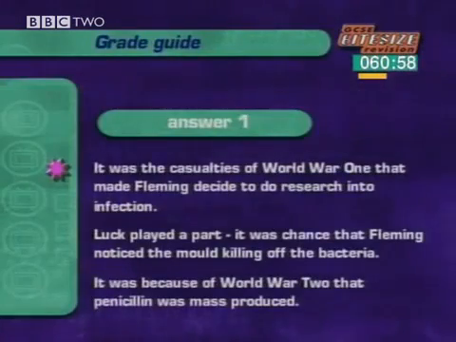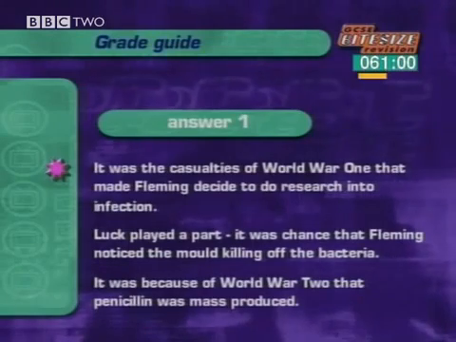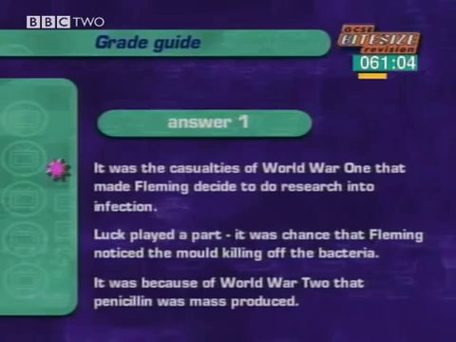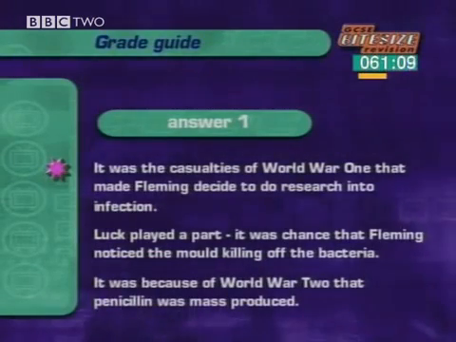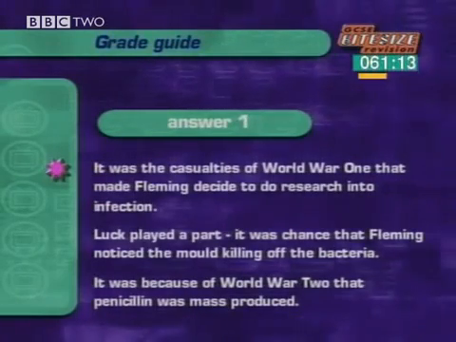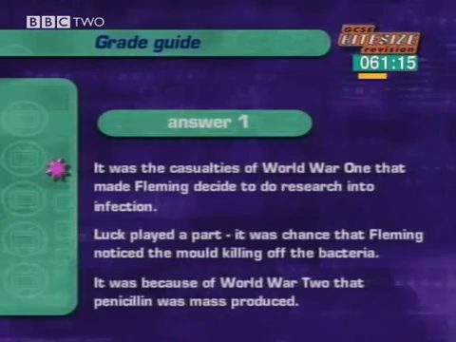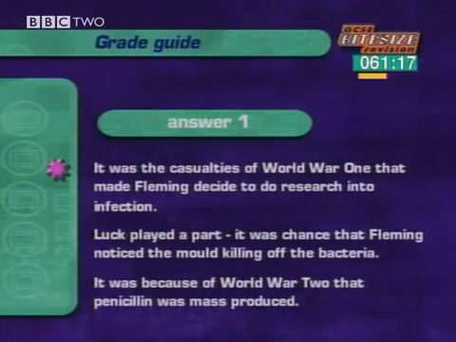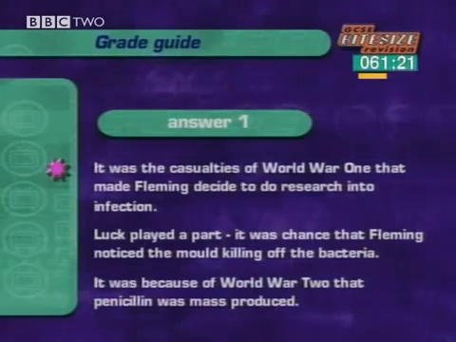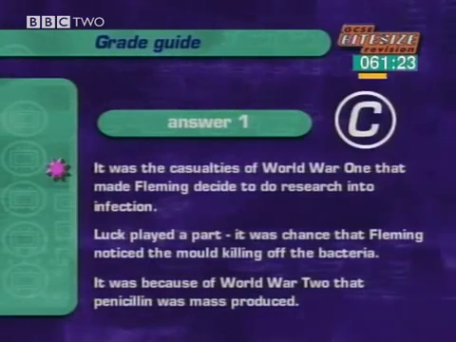It was the casualties of World War I that made Fleming decide to do research into infection. Luck played a part. It was chance that Fleming noticed the mold killing off the bacteria. It was because of World War II that penicillin was mass-produced. This answer focuses mostly on the role of war, although it does explain that other factors may also have been involved. This candidate would probably be heading for a C grade.